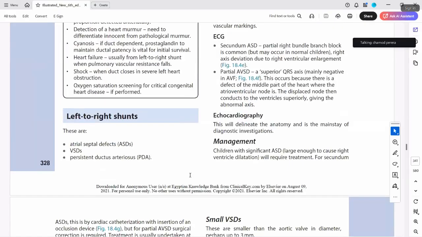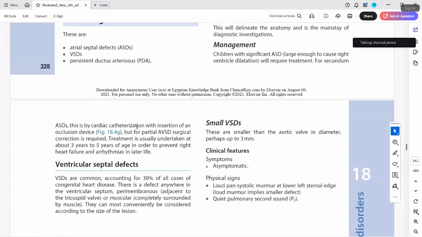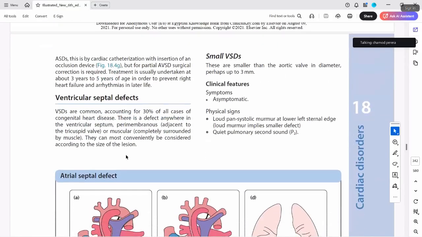Only patients with a large ASD will require treatment. Otherwise, they don't require treatment. If they need treatment, they will need a minimally invasive cardiac catheterization, and device closure is the main treatment. Rarely they need surgery as well. Right. Then we have the VSD.